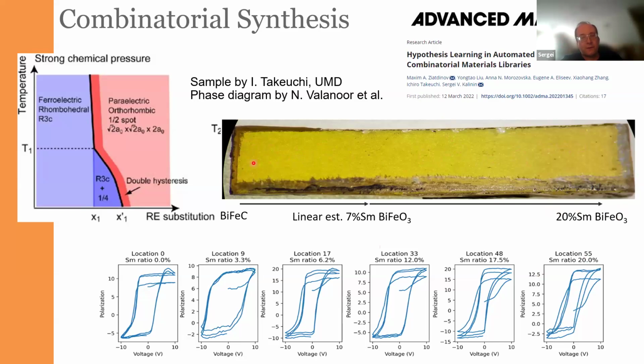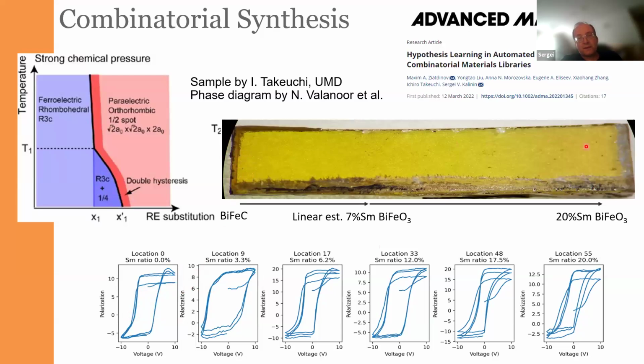So on the left, we have a pure samarium doped bismuth ferrite. So this is our ferroelectric phase. On the right, we have the samarium doped one. This is anti-ferroelectric phase. We know that in between there are some interesting phases corresponding to a morphotropic phase boundary. We want to use the AFM, so we can use AFM to measure this piezo response hysteresis loops.